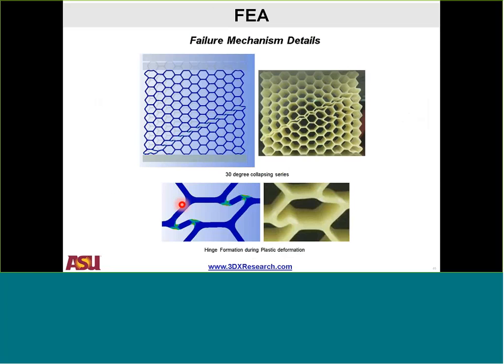And the one thing that I want to say on this slide is if we want to capture these kinds of details, like where the failure is occurring, what is the mechanism? Is it plastic hinging as it is for these geometries? We really have to do a full field FEA study. We don't get this level of detail from homogenization.